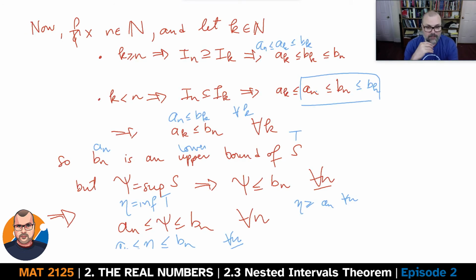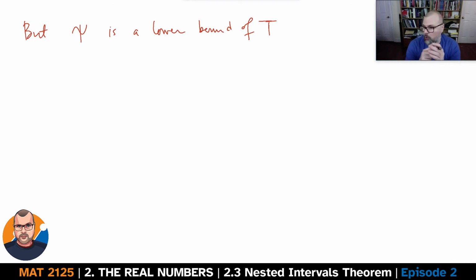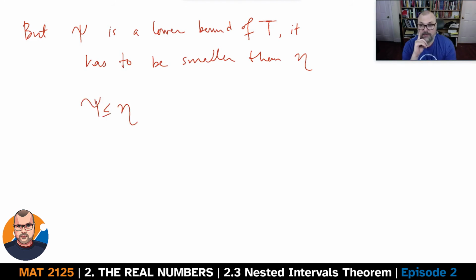If you go back a few slides, what we showed here: psi is smaller than every upper end of interval Bn. It's smaller than all of the Bn, and so it's a lower bound of the set T, which consists of all of the upper ends of intervals, all the Bn's. So being a lower bound of T, it has to be smaller than eta, because eta is the greatest of the lower bounds. So psi has to be smaller than or equal to eta.